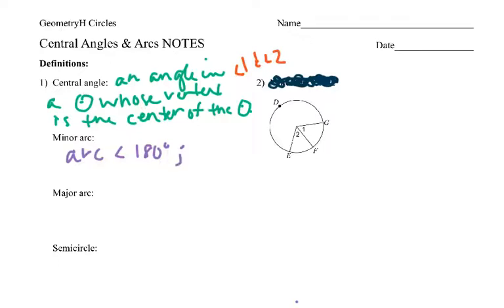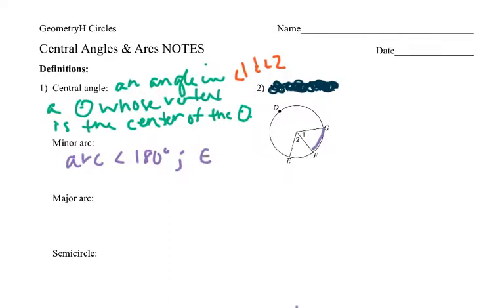So we might refer to this arc right here as GF. That would be minor. And then it gets an arc symbol over it. Okay. We might refer to arc EF. That would be another example of a minor arc. We could look at arc DG. Okay. So that's less than half of the circle. So that's another minor arc. All right. So minor arcs, we use 2 letters and they measure less than half of the circle.